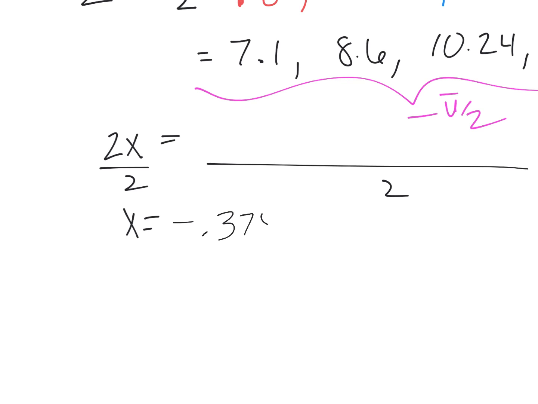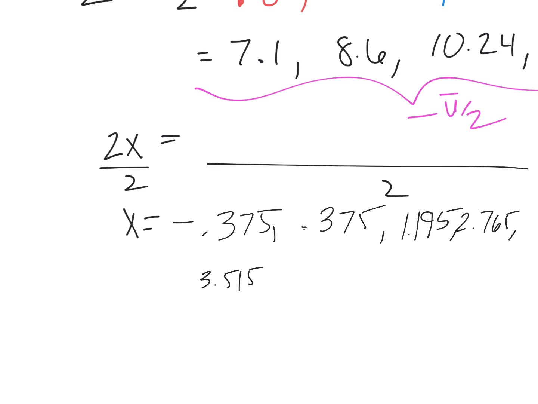Negative 0.375, positive 0.375, 1.195, 2.765, 3.515, 4.335, 5.085. Oh, I missed one here in the middle, sorry. And there's a 1.945 that should be in the middle there.